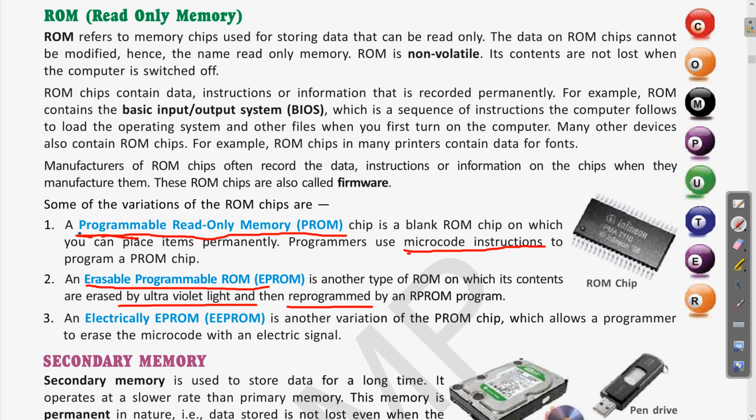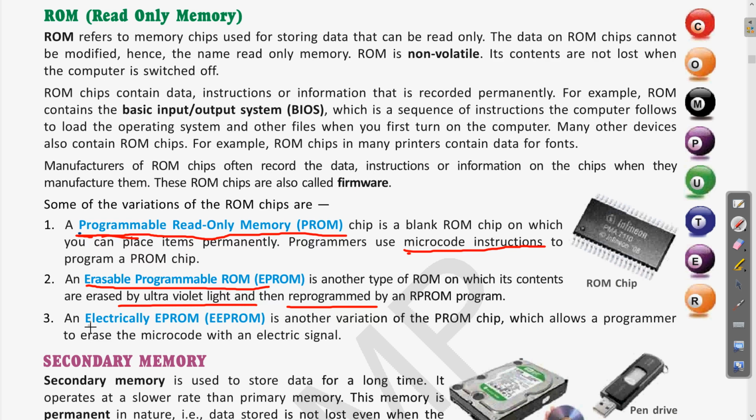Clear? So this is the variation of the ROM in which the contents can be deleted also, but the deleting mechanism is something unique, that is using UV light, ultraviolet light, and then it is reprogrammed. So this is the method to use the ROM more than once. Once it is programmed, if you want to modify the contents, you will use ultraviolet light, and when the contents are deleted, we can reprogram it using a different programming method. Next is the double EPROM.